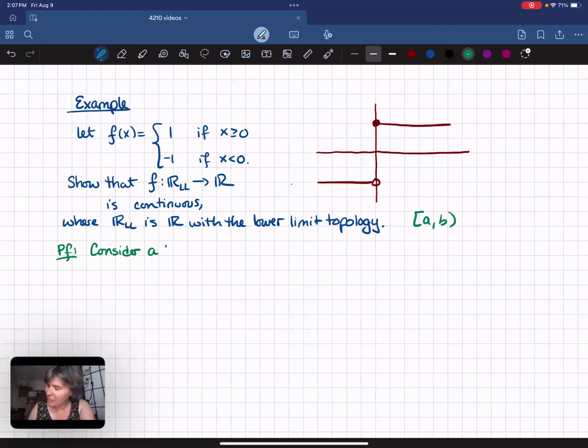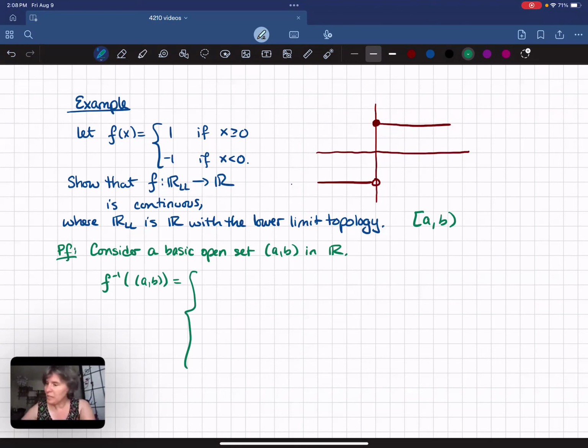Okay. Consider a basic open set (a, b) in R, which is the codomain. So I start with a basic open set in the codomain, which is R in this case, with the standard topology. Now, when I think about f inverse of this, I'm going to have different answers depending upon where a and b lie compared to 1 and -1. So I'm going to write a big thing by cases here. f inverse of (a, b) equals, and let's just think about all the possibilities.